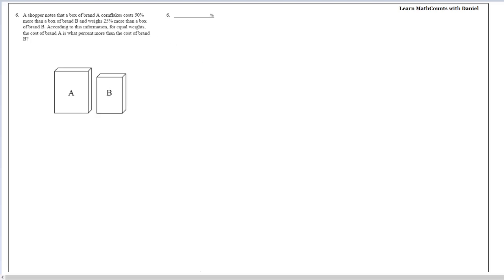So today we will be covering problem number 6 in the 2010 chapter target round. So let's read through our question. A shopper notes that a box of brand A cornflakes costs 50% more than a box of brand B and weighs 25% more than a box of brand B. According to this information, for equal weights, the cost of brand A is what percent more than the cost of brand B?